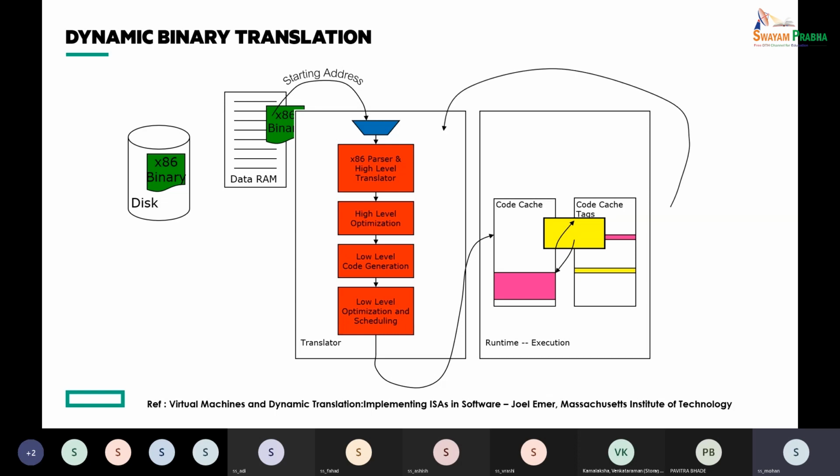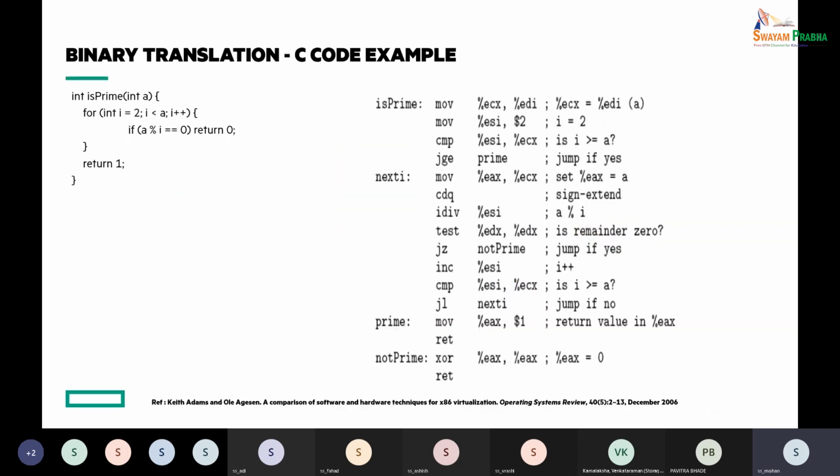Basically the tags help in relocating the code based on branches and things like that, and then it goes back to the decoder, and then it tries to decode the next block of instructions. So that's how a DBT works.